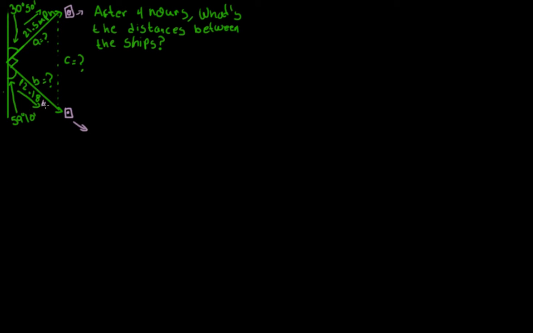All right, so I forgot to say mph, which is miles per hour, right? So this is the speed of them. This one is going 21.5 miles per hour in that direction, and this one is going 12.18 miles per hour in this direction, right? So the question is, after 4 hours, what's the distance between the ships? So pretty much you have to find what is C.